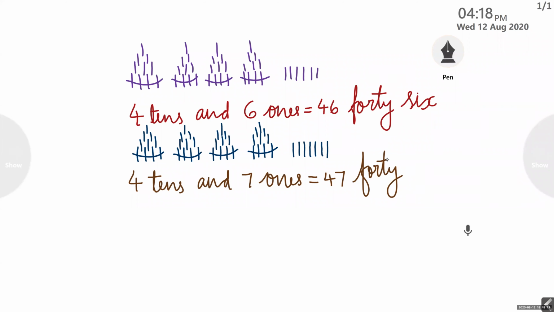F-O-R-T-Y, 40, S-E-V-E-N, 7. 47. So 47 having 4 tens and 7 ones. I have completed. Number is 47. Spelling is F-O-R-T-Y-S-E-V-E-N, 47.